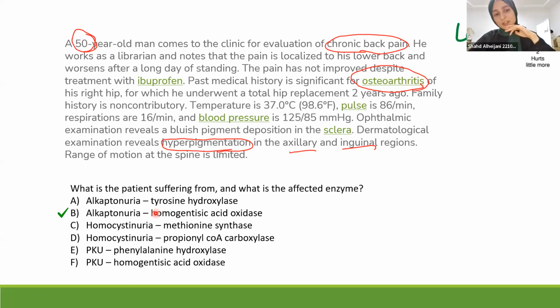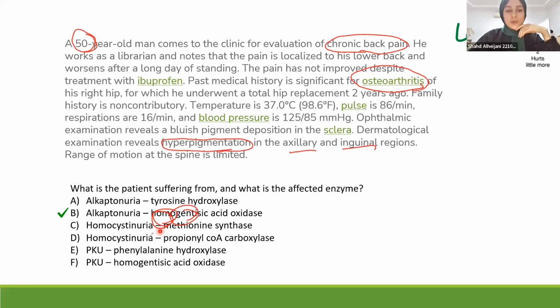And what is the enzyme affected? Tyrosine hydroxylase is in a different pathway. We have homogentisic acid oxidase, as we mentioned. You have homo here. Everything would be black, the urine, the joints and everything, and the sclera, everything.